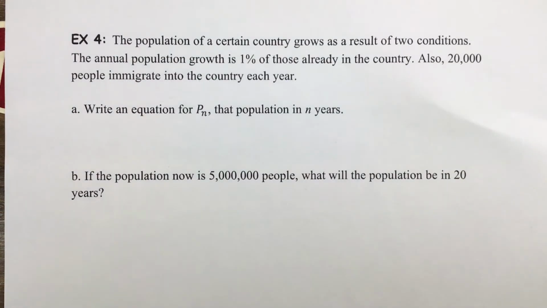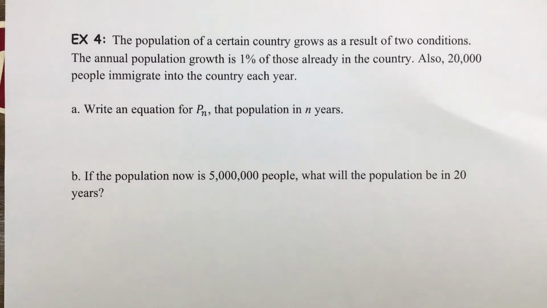For example 4, the population of a certain country grows as a result of 2 conditions. The annual population growth is 1% of those already in the country. Also, 20,000 people immigrate into the country each year. Part A, write an equation for Pn, the population in n years. Okay, so we got to think this through, and of course, this is going to be a recursive definition that we're writing because of the way that the prompt is described here.